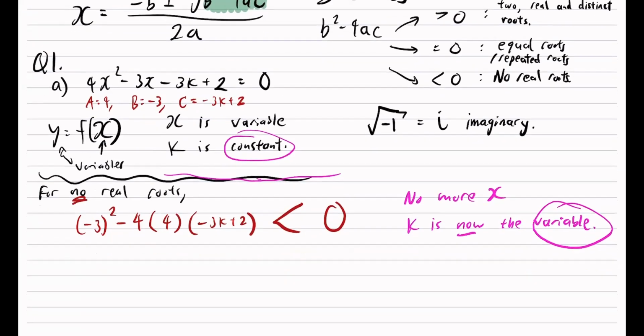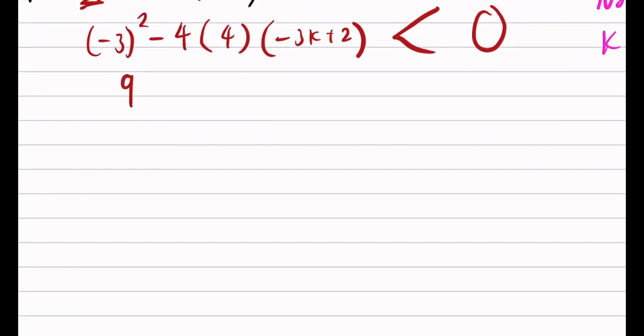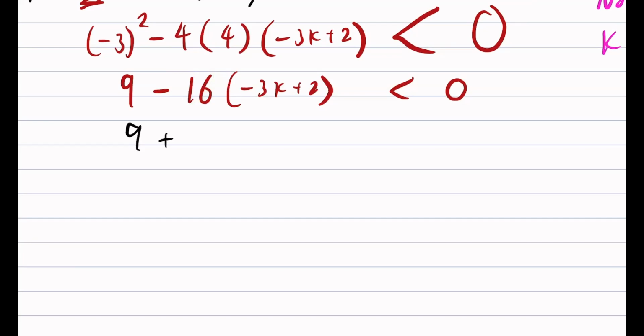Okay, then we try to simplify this. Negative 3 squared, 9. Minus 4 times 4, 16, multiplied by negative 3k plus 2, less than 0. Let's just use back the black color. 9 minus 16 times minus 3k. Negative times negative, positive. 16 times 3, 48. Then negative 16 times 2, negative 32. Did I calculate correctly? Yeah, I hope so. So 9 minus 32. Let's calculate that. What's that? Negative 23.